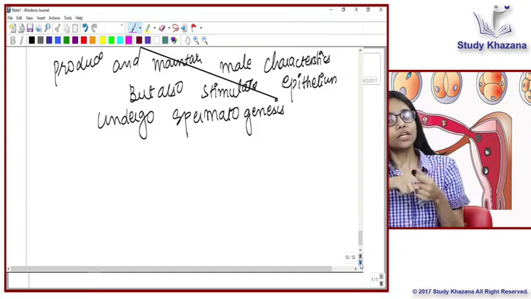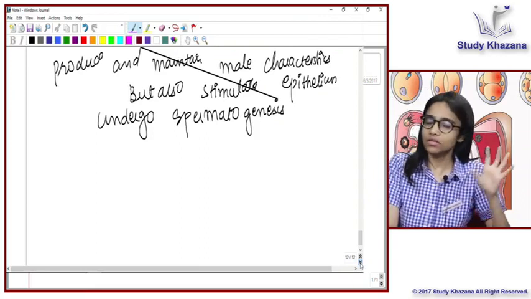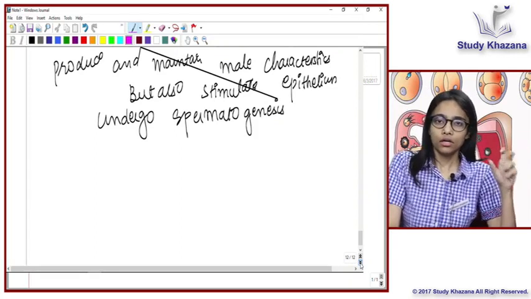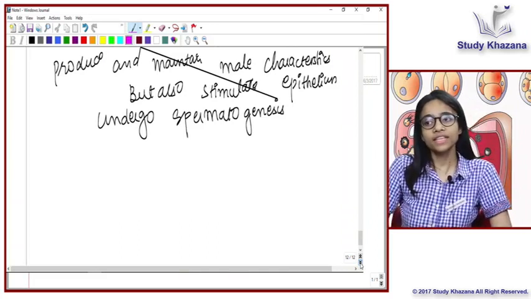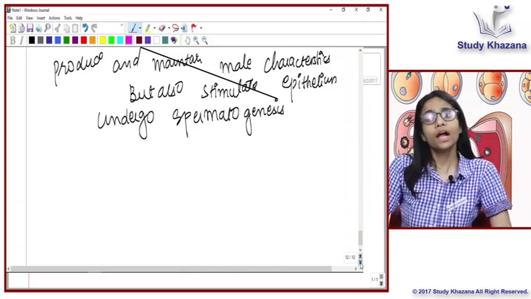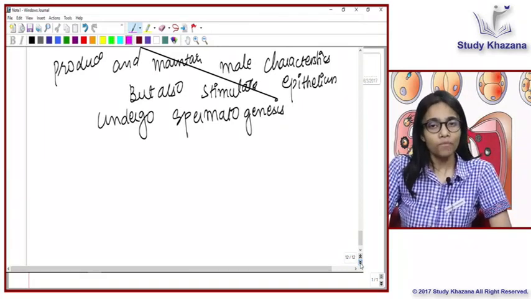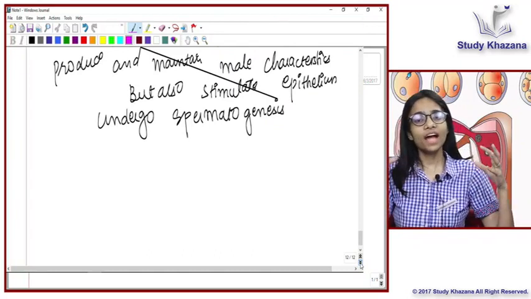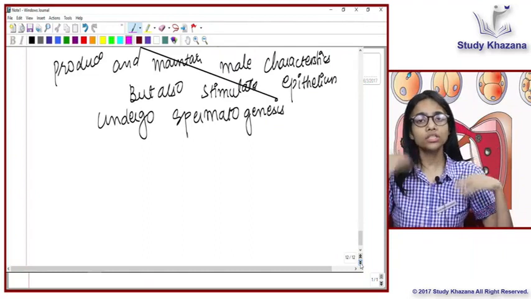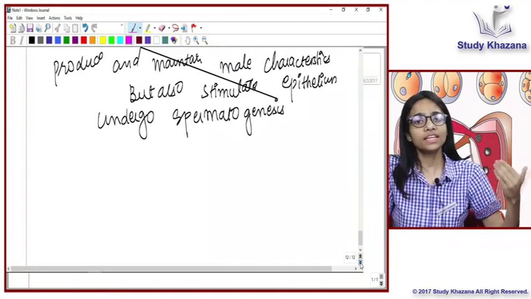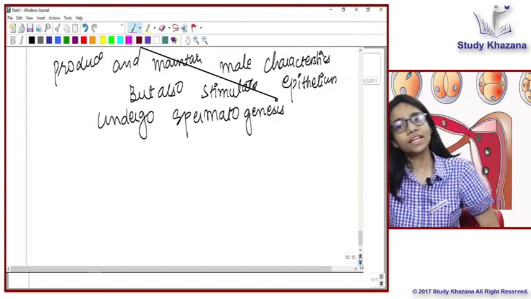Now if I talk about male and female, there are different secondary sex organs, and different secondary sex organs perform different functions. And if they perform different functions, that means they are not with the primary sex organ. And if they are not related to the primary sex organ, what functions are they performing, that we are going to study in the next session.